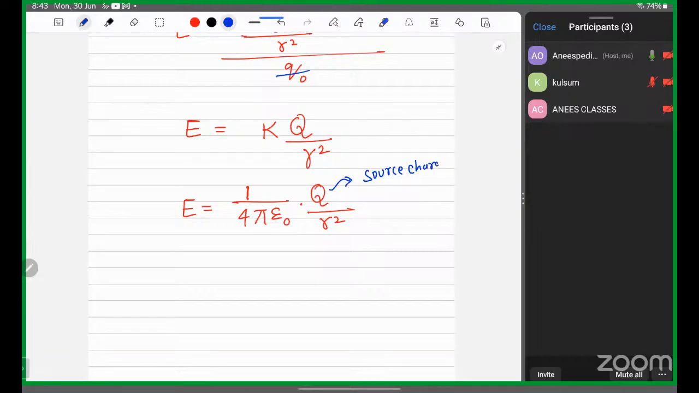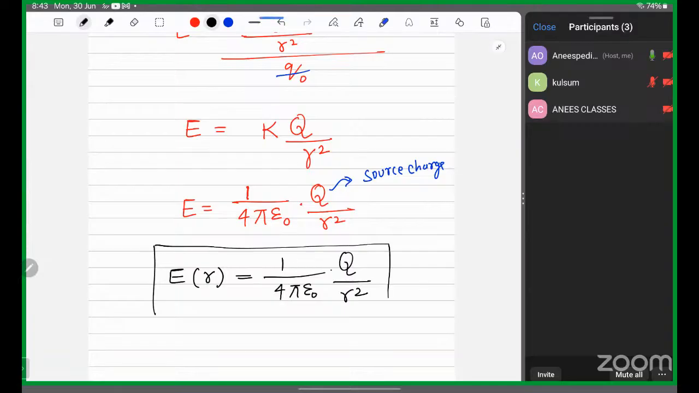Q is the source charge. So we can write the electric field intensity E as a function of R, which means it is connected with R. As the value of R changes, E will also change. E as a function of R is given by 1 upon 4 pi epsilon naught, Q divided by R square. This is the electric field at distance R due to charge Q, at point P.